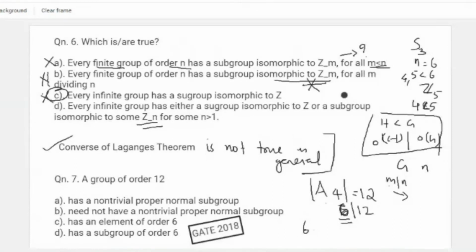What do you think? This is true because the group is infinite. Okay, so there are elements other than identity. So there is an element other than identity.